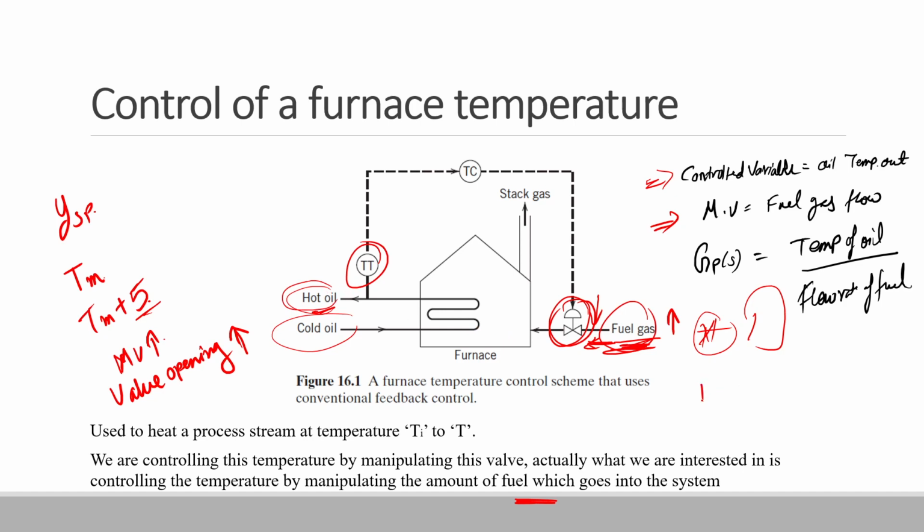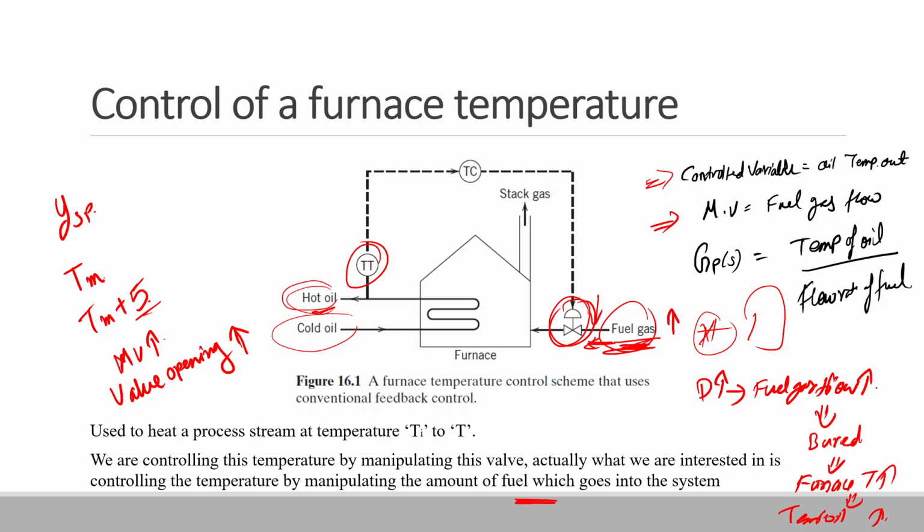So you can see that once the disturbance occurs, the fuel gas flow will increase, it will get burned, the furnace temperature will increase, and then ultimately, once the temperature of the oil increases, only then will the system regulate the fuel gas flow rate.